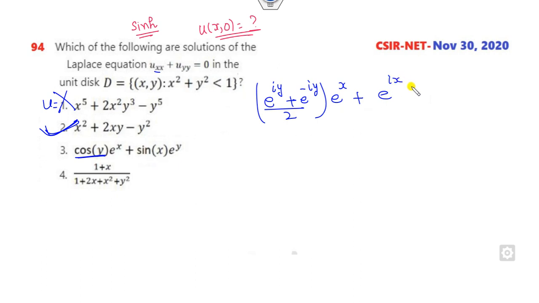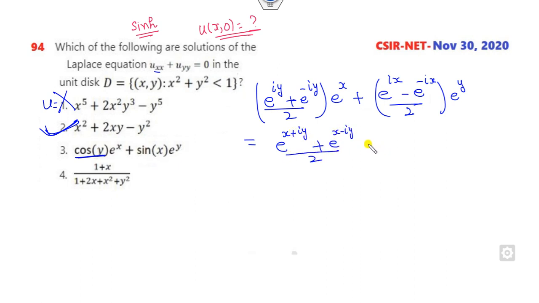I can write the other term as minus e raised to power iota x over 2 and e raised to power y. So if I just open this, it will be x plus iota y, and x minus iota y, divided by 2. It is iota x plus y, iota x plus y. Fine. Now we can apply the same trick as before.